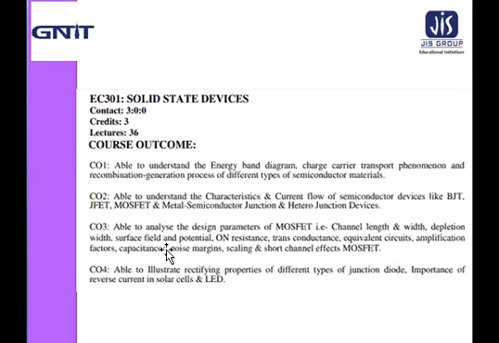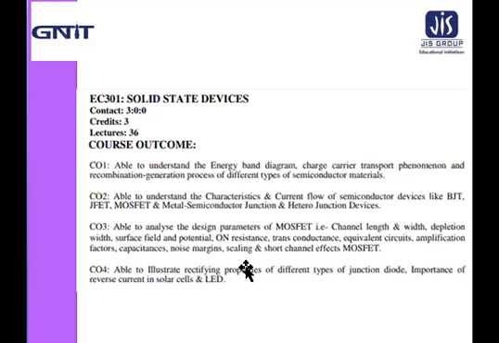Third course outcome is to be able to analyze the design parameters of MOSFET, that is channel length and width, depletion width, surface field and potential, on resistance, transconductance, equivalent circuits, amplification factors, capacitance, noise margin, scaling and short channel effect of MOSFET. And the fourth course outcome is to be able to illustrate rectifying properties of different types of junction diode, importance of reverse current in solar cell and light emitting diode.